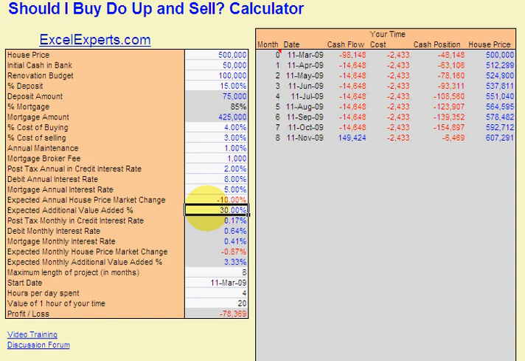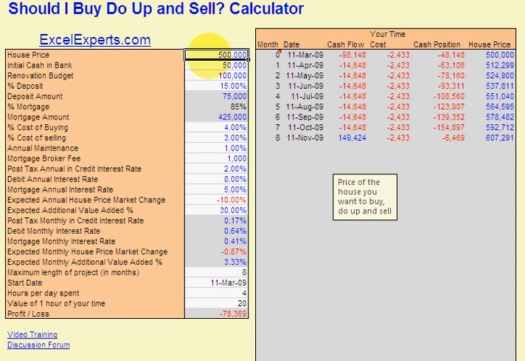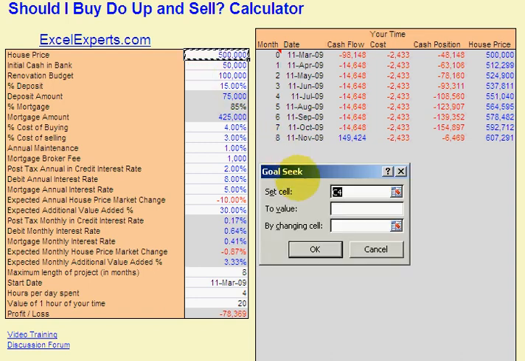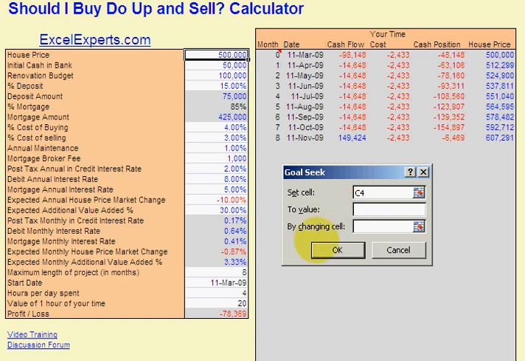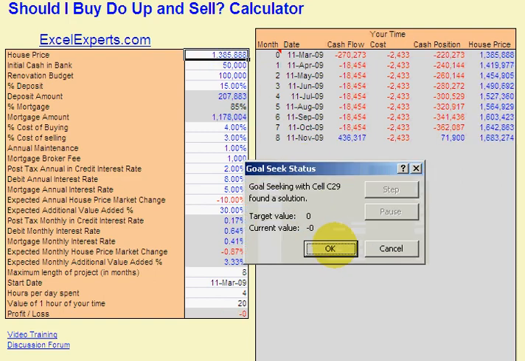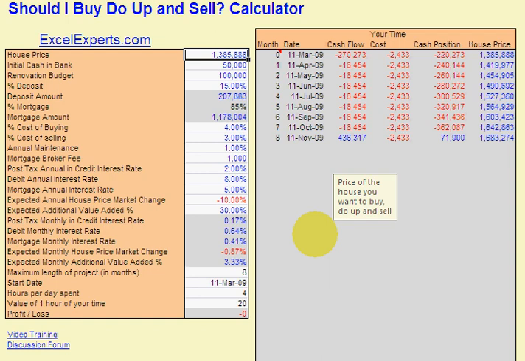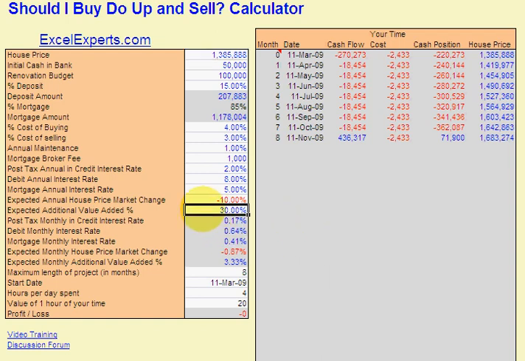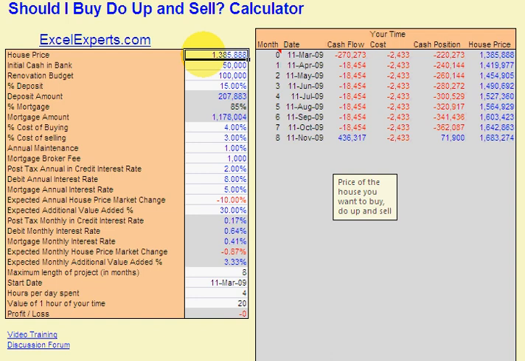Let's go back. I just press Control Z to undo that, and I'm going to have a look at something else. Let's have a look at what happens if we do this for house price. Change the house price to value. So I'm going to set this cell to value 0 by changing the house price. In this case what it's saying is, if I'm adding 30% to the value of a house, and with all of these assumptions, I need to buy a really expensive house and really go all out in order to break even. And doing it on the $500,000 house just doesn't cut it.